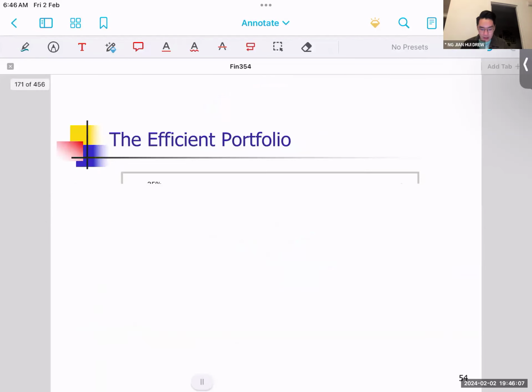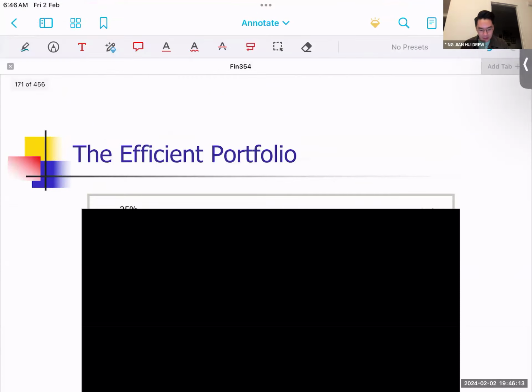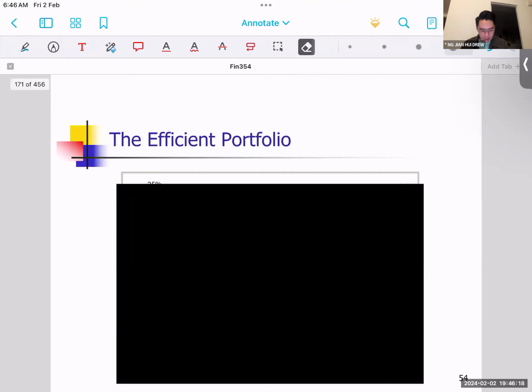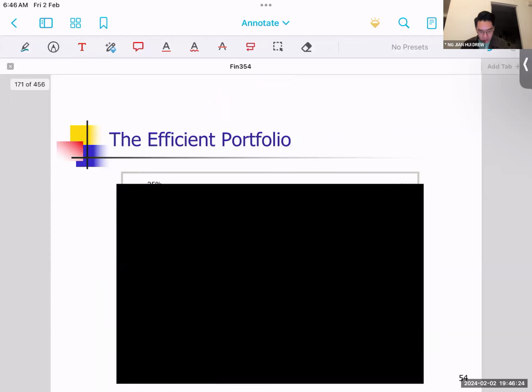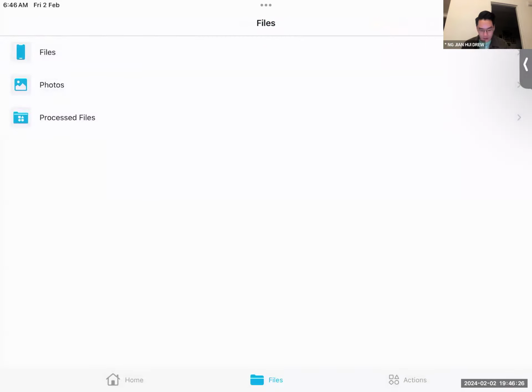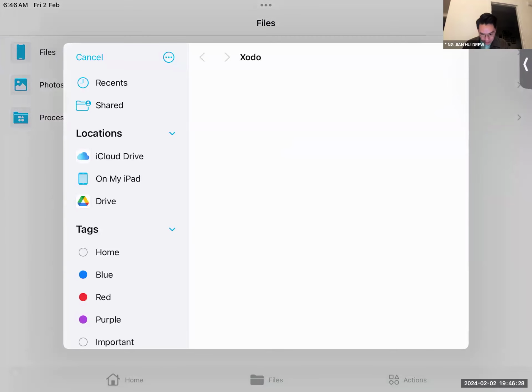So, hold on. Let's see what's happening here. I need this graph. Just give me a moment. Okay, let me just reopen the file.